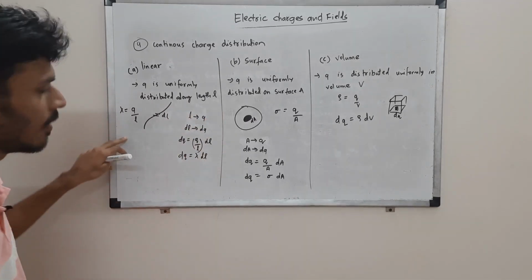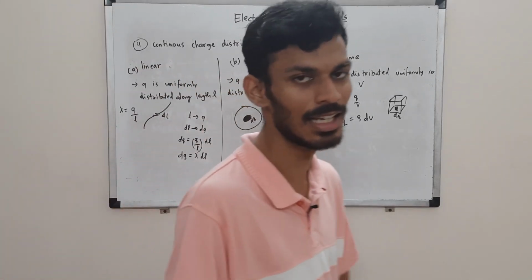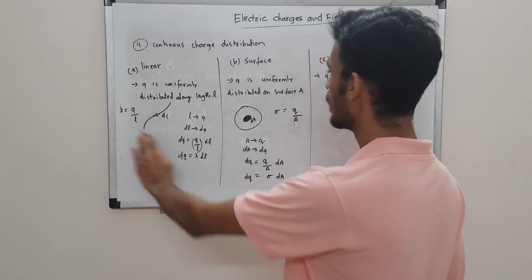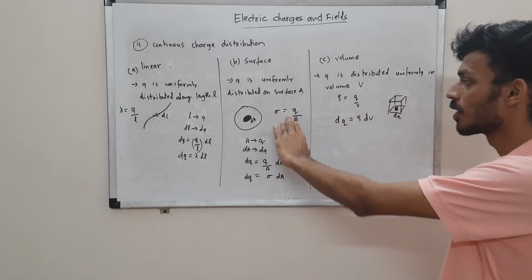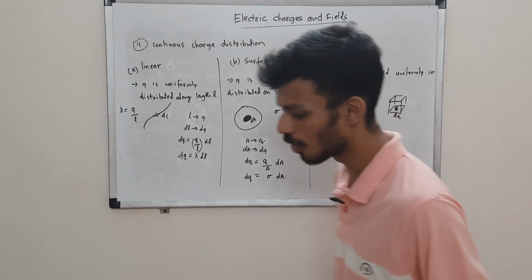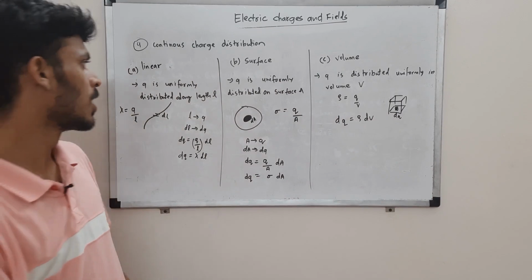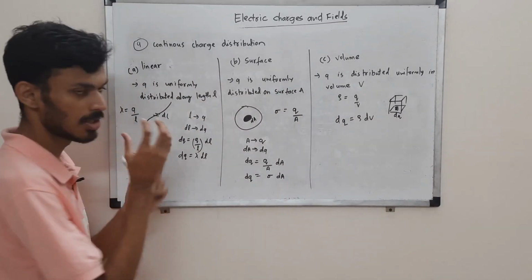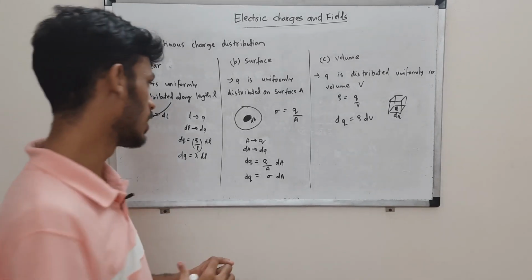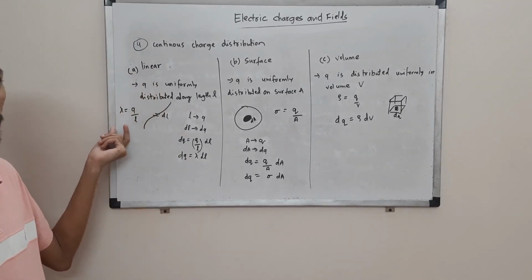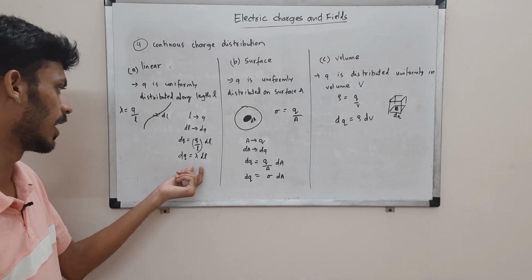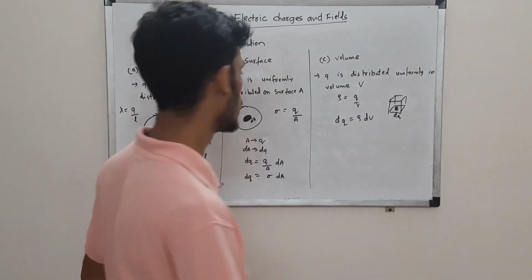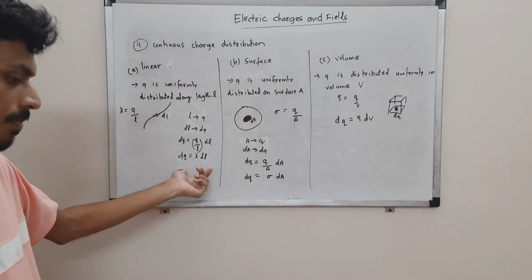q by L we have defined as the linear charge density. In all the cases we'll define some density. Here we have linear charge density as q by L. For the surface, we are spreading across the surface, so q by A. For the volume, we are spreading across the volume, so q by V. That is a very useful format. The charge in a small length can be found directly using this lambda. If you know lambda, you can directly multiply it with the dl you have chosen, and that will give you the charge in that particular length.